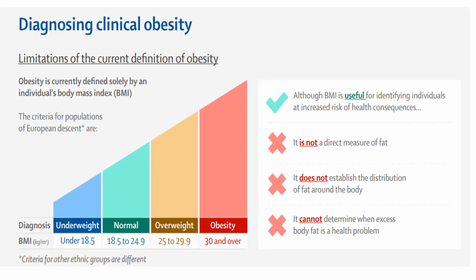Now, BMI may be a useful measure for identifying individuals at increased risk of health consequences. However, it is definitely not a direct measure of fat. It does not establish the distribution of fat around the body. What if the patient is muscular and the weight is mostly muscle mass? Again, it cannot determine whether the excess body fat is a health problem for the patient, whether it is causing the patient any bad health consequences.